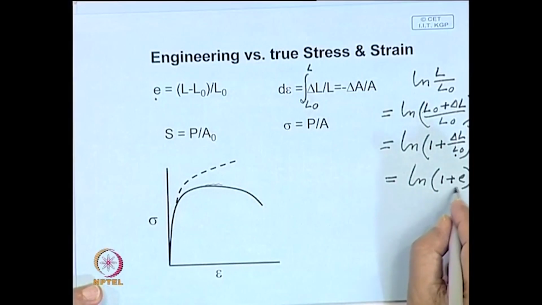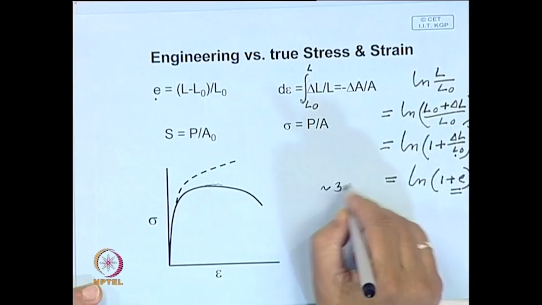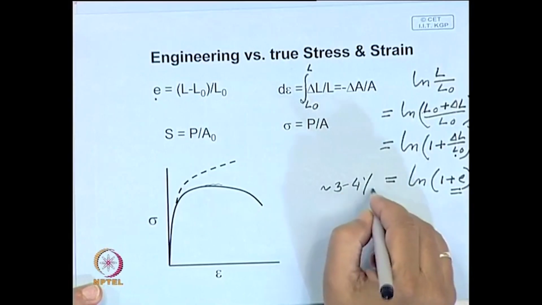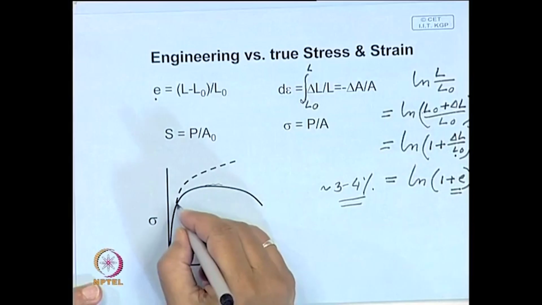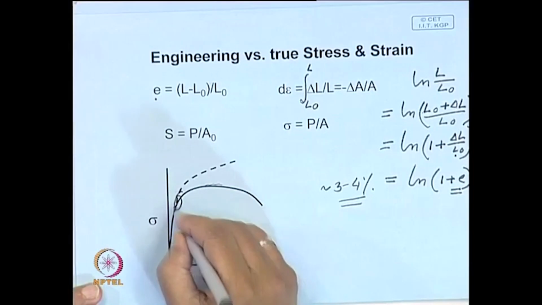But up to a certain amount of strain, say maybe up to 3-4% strain, the difference will be so small, it will be difficult to differentiate. Maybe in this part it will be difficult to differentiate.